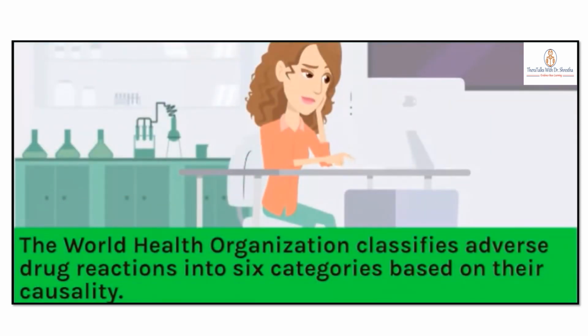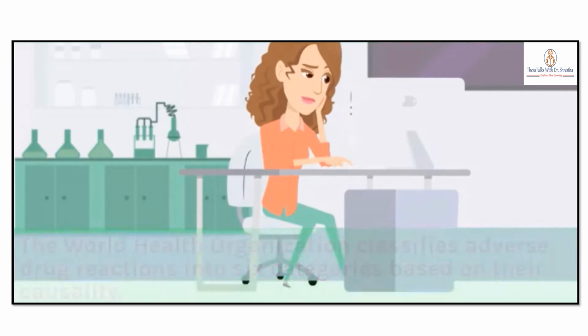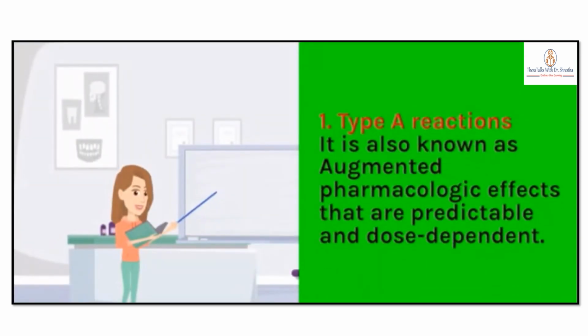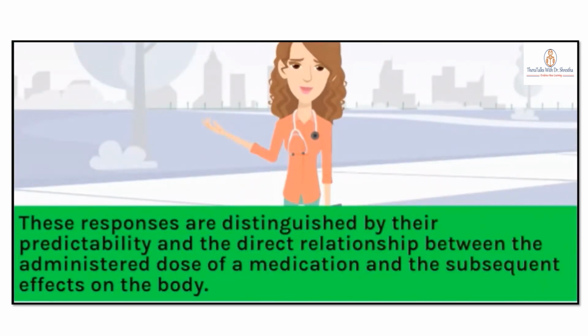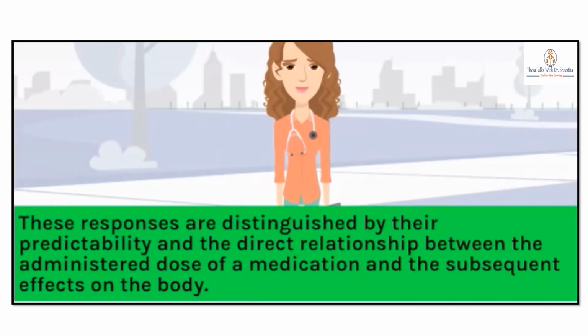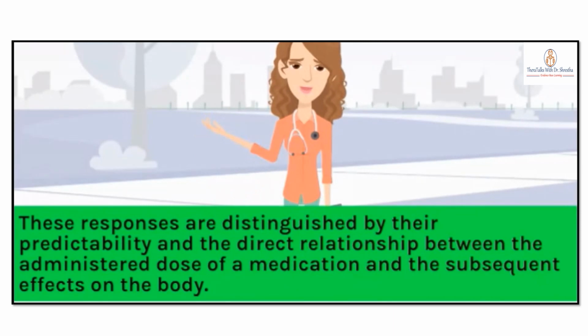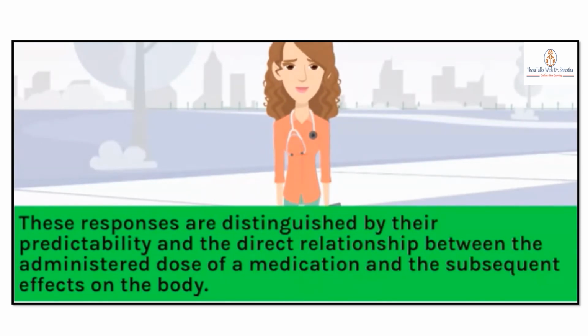The World Health Organization classifies adverse drug reactions into 6 categories based on their causality. 1. Type A reactions. It is also known as augmented pharmacologic effects that are predictable and dose-dependent. These responses are distinguished by their predictability and the direct relationship between the administered dose of a medication and the subsequent effects on the body.